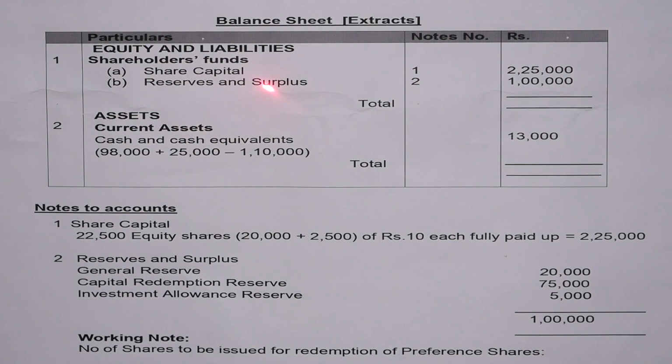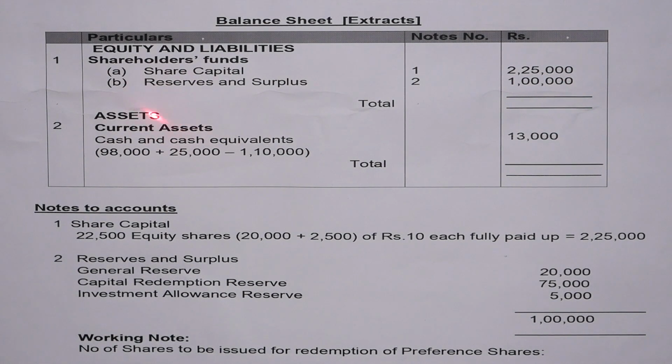Next is reserves and surplus. Now come to notes number 2, reserves and surplus. General reserve rupees 20,000. In the question it is mentioned that we have to retain 20,000 rupees in this general reserve. Capital redemption reserve 75,000. Investment allowance reserve 5,000, because 5,000 is not ascertained as a free reserve. So that's why investment allowance reserve is rupees 5,000. So total of this is 1 lakh. So reserves and surplus is equal to rupees 1 lakh.